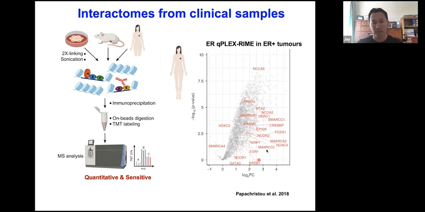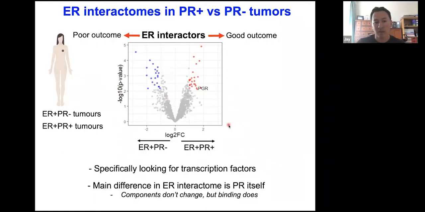Now, what we've done, we've taken the QPlex RHYME and we've asked the question, what changes in the ER complex when we look at ER positive, PR positive cases, and we compare that to ER positive, PR negative cases. Now, we know women that have a tumor that expresses both ER and PR tend to have a better outcome, and they're likely to respond to endocrine agents, so drugs that target estrogen receptor. And conversely, women that have a tumor that by IHC is ER positive and PR negative tend to have a worse outcome and tend to respond less well to these ER targeted agents.